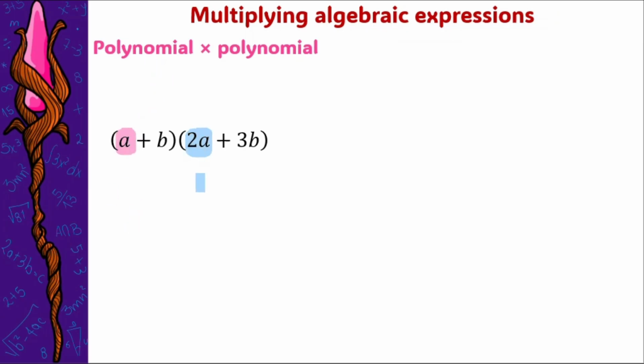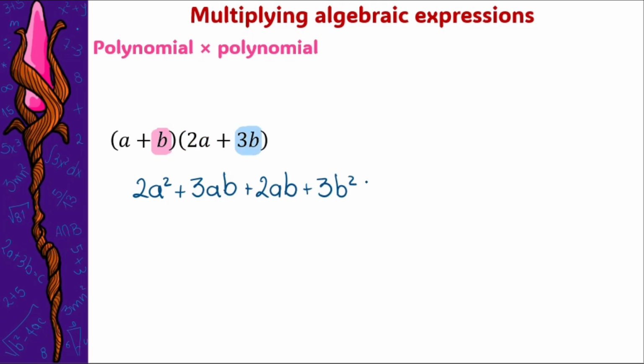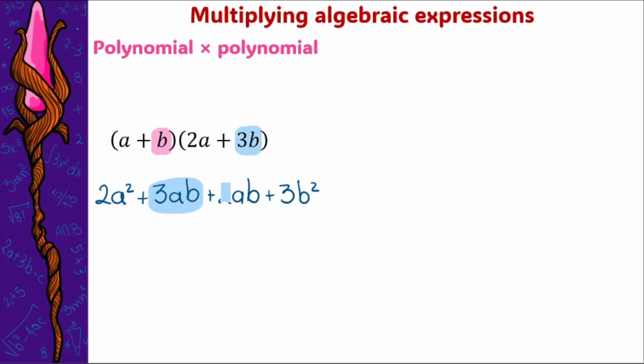A times 2a, it will be 2a to the square. A times 3b, it will be 3ab. Now we distribute the b. b times 2a is 2ab. And finally, b times 3b is 3b squared. Notice that in this result, we also have two like terms, so we can operate them. We can write this as 2a squared plus 3 plus 2 is 5, ab plus 3b squared.